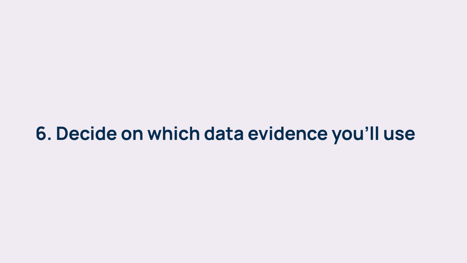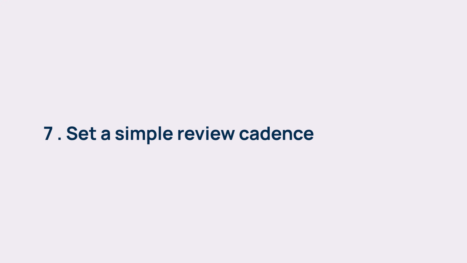Then you decide which evidence source you will use. Where are you going to get the data in this case? And it's okay if initially things have to be a bit more manual, less automatic. It all depends on your maturity level. Then you want to set a simple review cadence. And if useful, and if you have the information, you can capture the broad cost categories you will track.